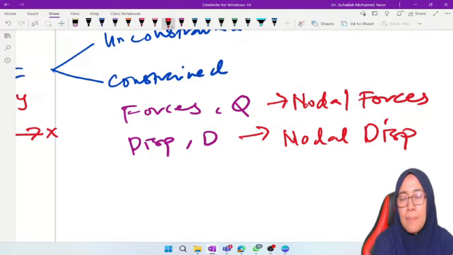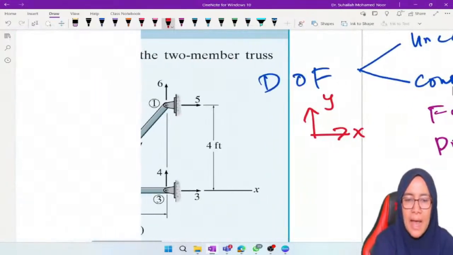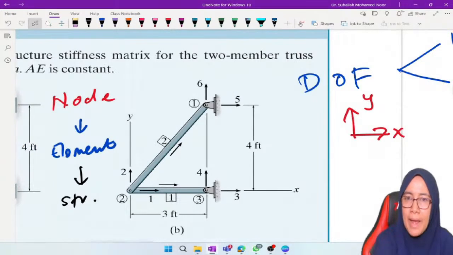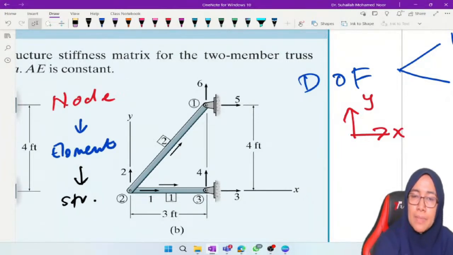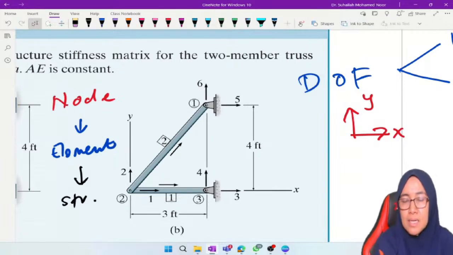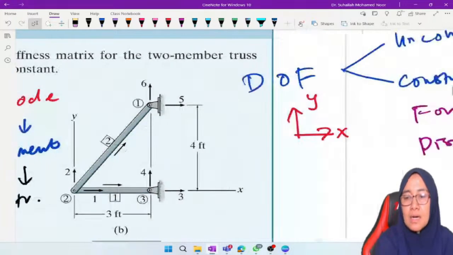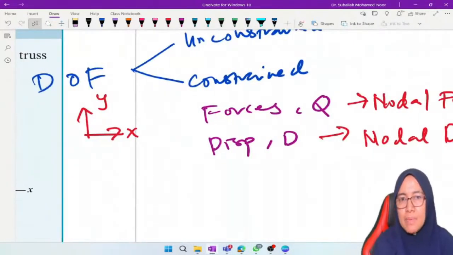It is because by using the stiffness method, we will only determine forces and displacement at nodes. We will determine the forces at node number 1, 2 and 3, and we will determine displacement at node number 1, node number 2 and node number 3. Forces and displacement, we call them nodal forces.